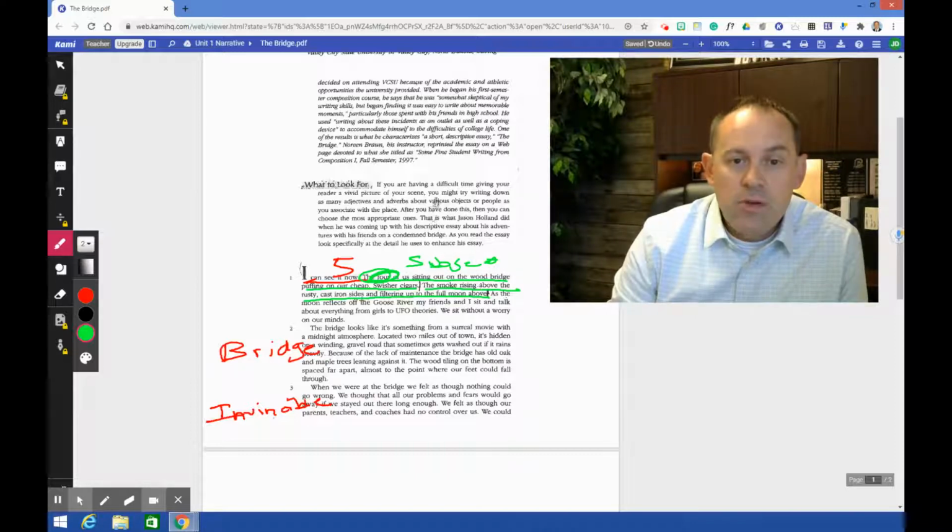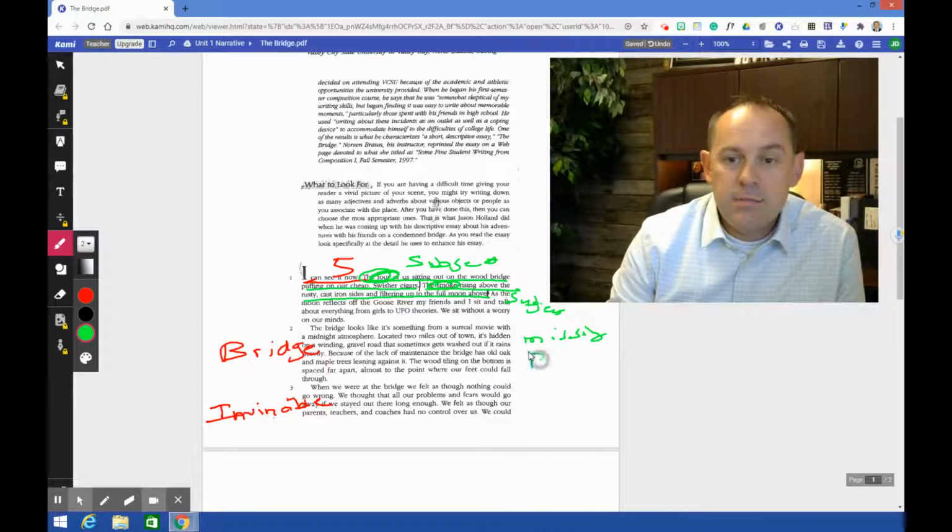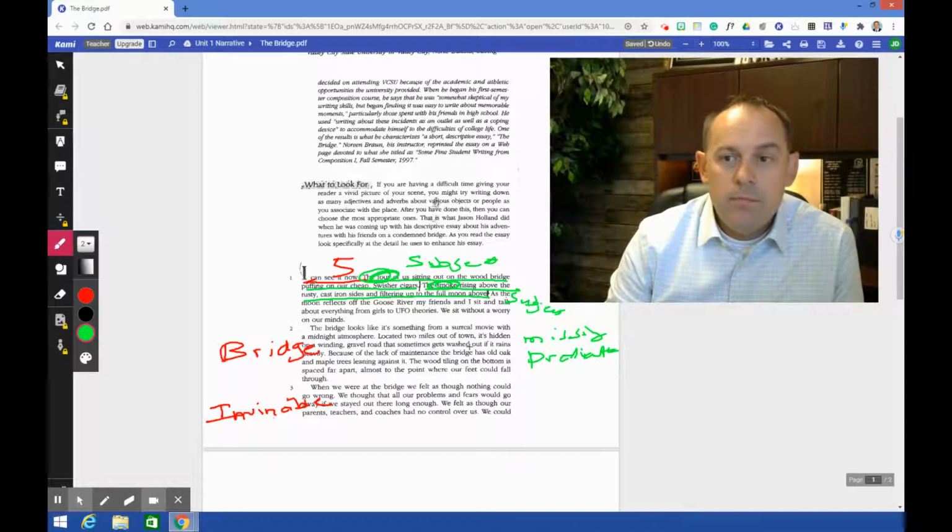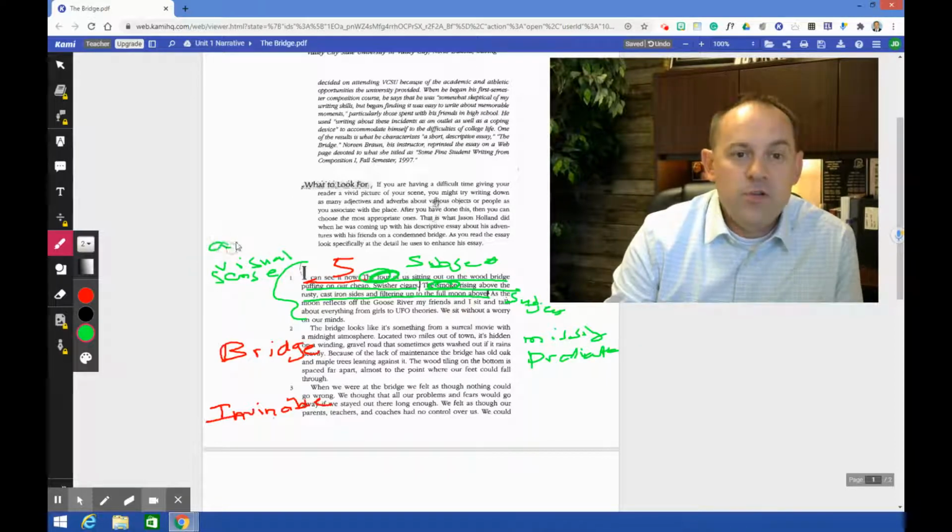The smoke rising above the rusty cast iron sides. Here, smoke is the grammatical subject. So again, you have a subject fragment. We are missing two predicates. In other words, we're missing the verbs. Why would the author do that? He's focusing on the visual. So this paragraph is all about appealing to your sense of sight. So it's an appeal to the visual sense.